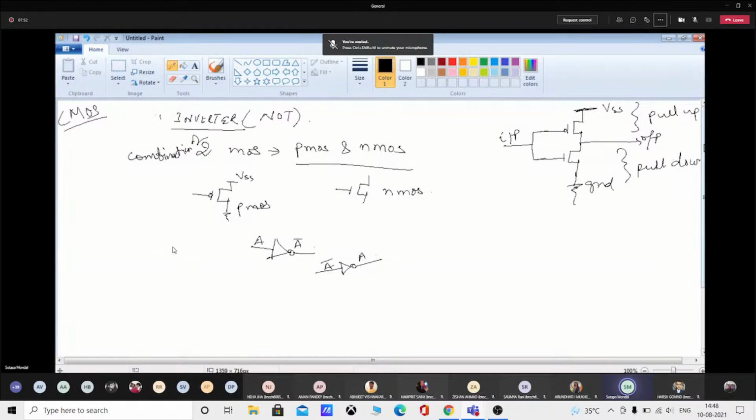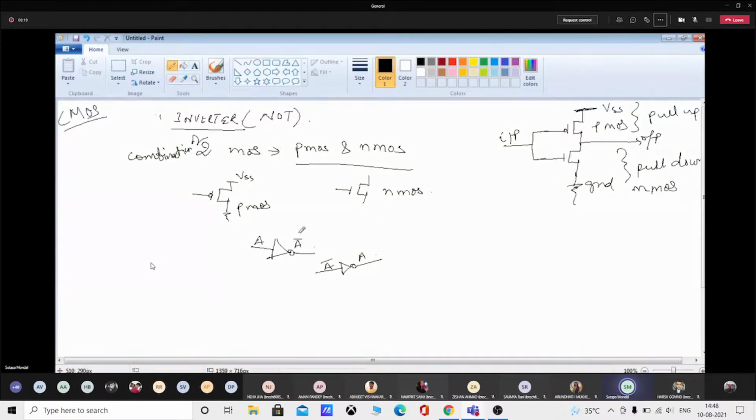Okay, so the upper part is pull up, the down part is pull down, and between pull up and pull down you will be taking the output. Okay, and one more thing, the above part, the pull up, will always be PMOS and the lower part, that is the pull down part, will be NMOS. Okay, in PMOS we will be putting a bubble, in NMOS no bubble is there.